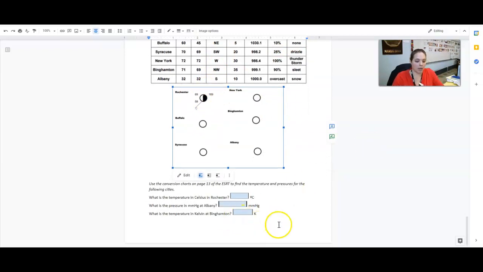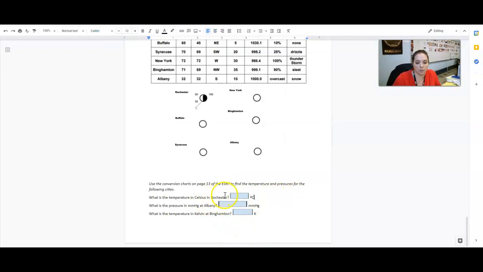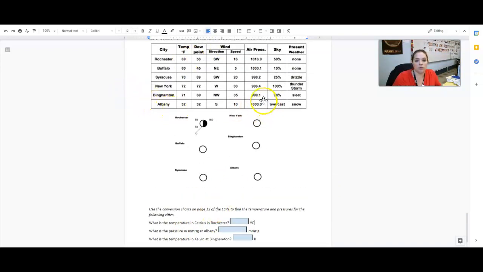All right. And last but not least, you are going to do some conversions. You are going to convert the temperature in Rochester into Celsius. So you'll find Fahrenheit wherever 69 is and go over to Celsius and write that down. What is the pressure at Albany? So it gives you this as your air pressure in millibars. You need to convert from millibars to inches. We did this in the conversion before. Last but not least, what is the temperature in Kelvin at Binghamton? So for Binghamton, you're going to take the temperature in Fahrenheit and go across to Kelvin. This is part one. Let me know if you have any issues. I'll talk to you later.